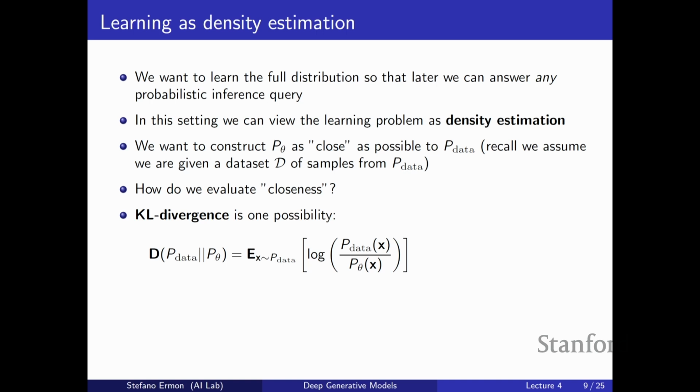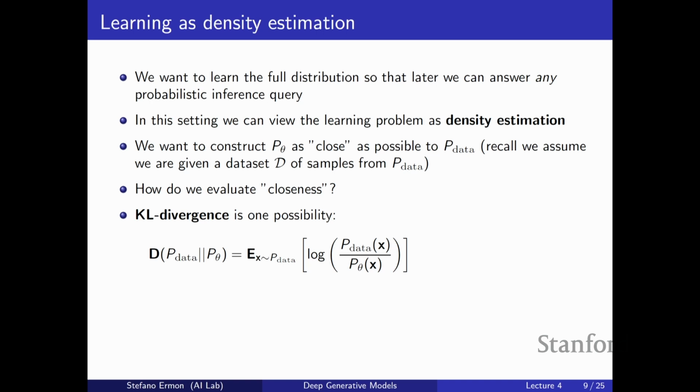Great question. The question is, okay, this looks reasonable, but how do you compute this quantity? How do you optimize it? It looks like it depends on the true probability assigned under the data distribution, which we don't have access to, so it doesn't look like something we can optimize. And we'll see that it simplifies into something that we can actually optimize.